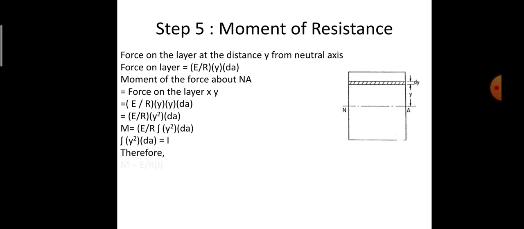If I simplify further, M is equal to E by R times I. Therefore, M by I is equal to E by R. But in my previous explanation, E by R was equal to F by Y. Therefore, M by I is equal to E by R, which is equal to F by Y. So this is all about the derivation of the bending stress equation.